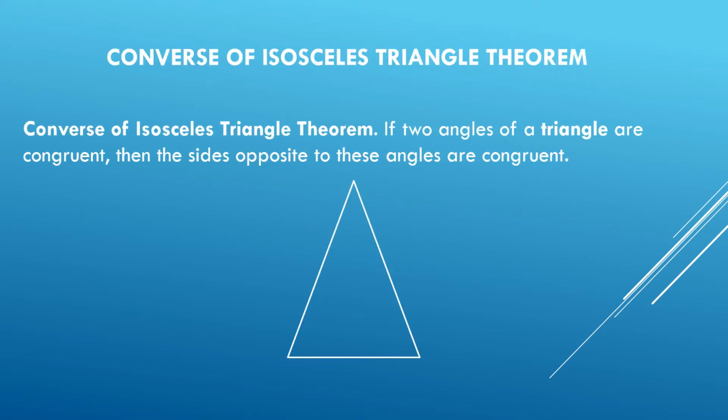The converse of the isosceles triangle theorem is the opposite of the isosceles triangle theorem. Remember, the isosceles triangle theorem states that if two sides are congruent, the angles opposite to those sides are also congruent. The converse states that if two angles in an isosceles triangle are congruent, the opposite sides to those angles are also congruent. Converse means opposite.